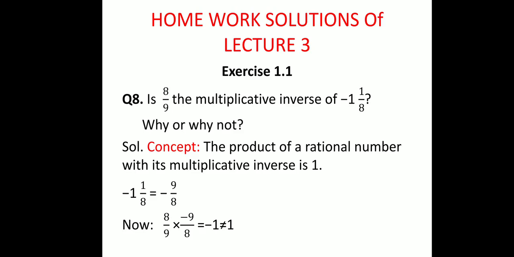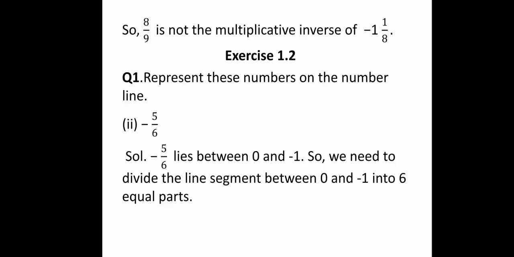So minus 1 over 8 can be written as minus 9 over 8. Now multiplying this 8 by 9 which is given in the question, we need to verify whether it is the multiplicative inverse of this minus 1 over 8. So we need to multiply this 8 by 9 by the given rational number, that will be equal to minus 1, which is not equal to 1 because we want the answer as 1. Only then it will be the multiplicative inverse. So 8 by 9 is not the multiplicative inverse of minus 1 over 8.